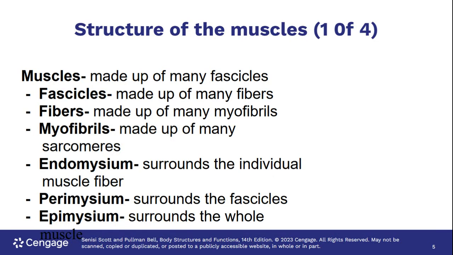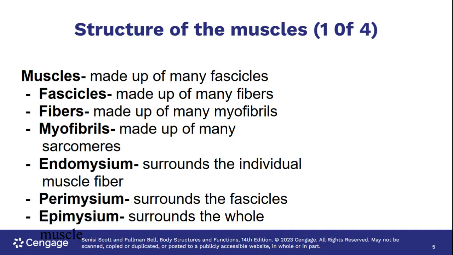Muscle fibers are filled with myofibrils, and then those muscle fibers are all bound together and they form a fascicle, and then those fascicles are bound together, and that's what makes up the muscle. The epimysium surrounds the muscle, the perimysium surrounds the fascicles, and the endomysium surrounds the individual muscle fiber.